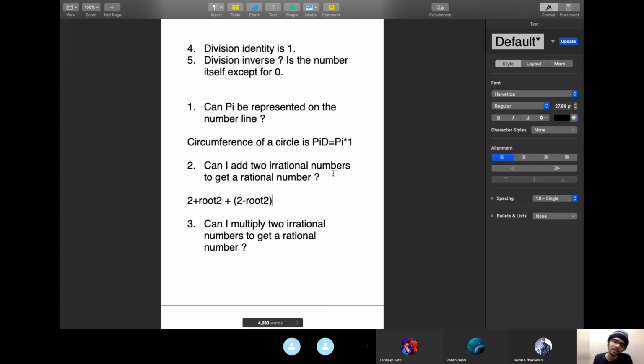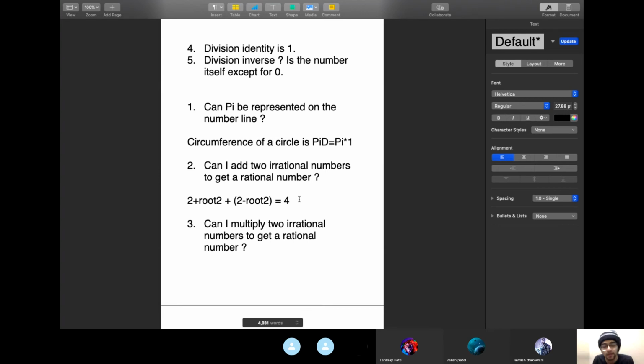Now 2 plus root 2 is irrational because you are adding 2 and root 2. That number will be something like 3 point something something, so you don't know what it is. 2 minus root 2 will also be irrational because root 2 is irrational. But when you add these together, the root 2's cancel each other out and you get the answer as 4. So this is a way by which I can add two irrational numbers to get a rational number.